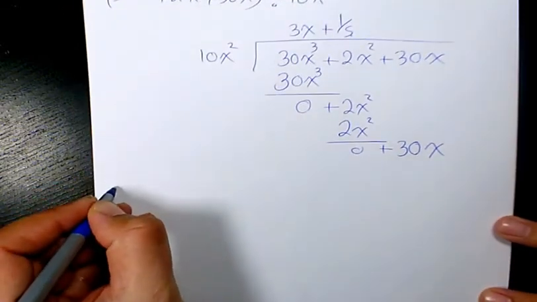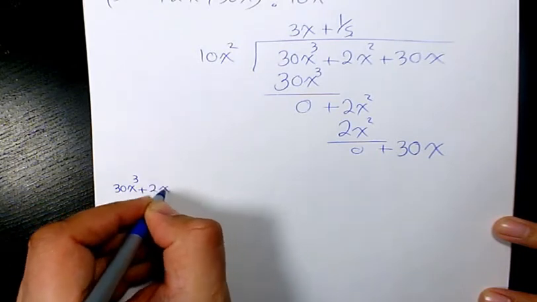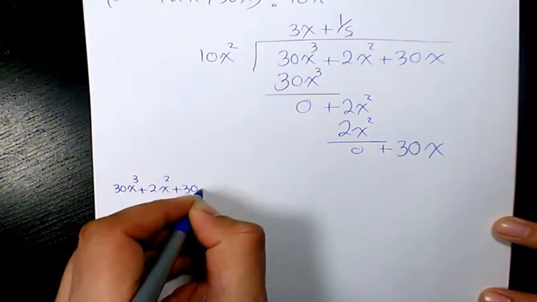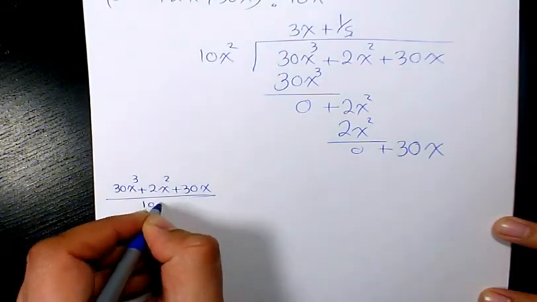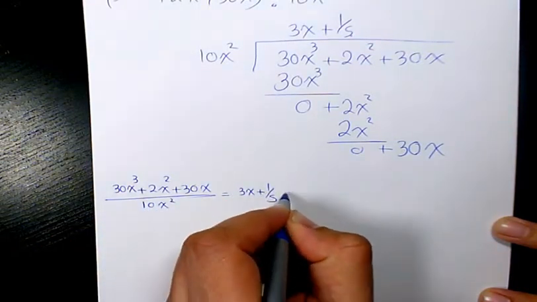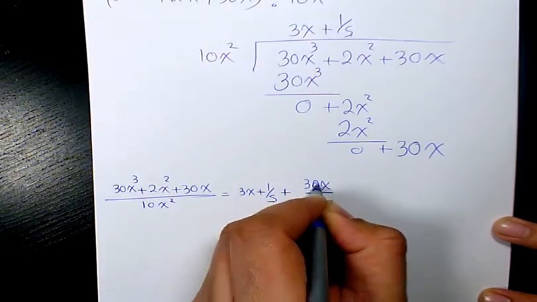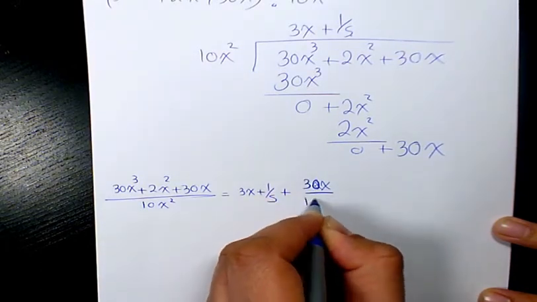So we can say 30x cubed plus 2x squared plus 30x divided by 10x squared equals 3x plus 1 over 5 plus 30x divided by 10x squared.